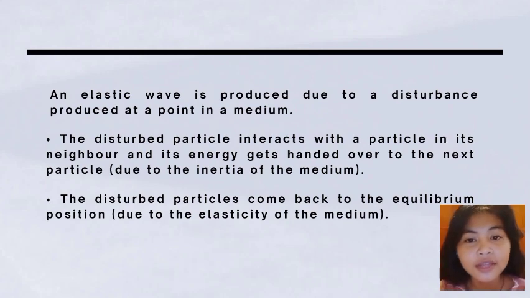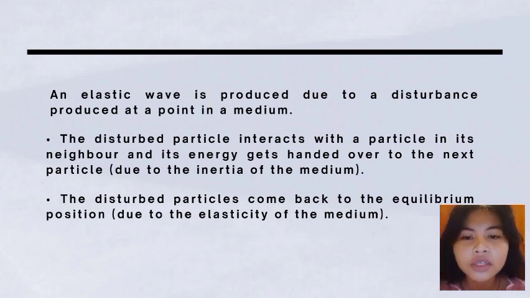So in synthesis, an elastic wave is produced, as has always been told, because there is a disturbance that is produced at a point in a medium. If we're talking about a medium, this involves the solid, the liquid, the gas, or anything in which the elastic wave travels through. So the following bullets are the characteristics of an elastic wave, or their behavior.